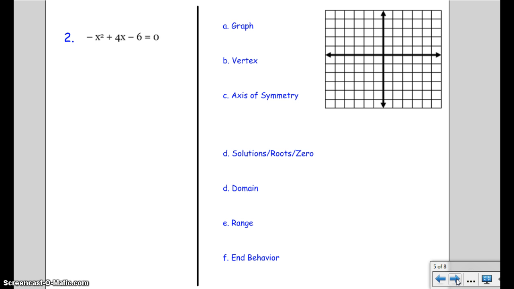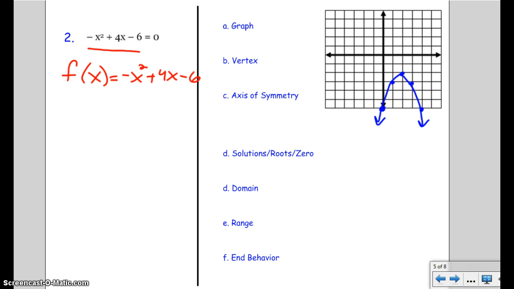Example number 2, go ahead and pause the video now so that you can take a moment to graph this and see what it looks like. For this diagram, you should get a graph that looks something like this. Now let's look back over here. You were given this function equal to 0. This function really is negative x squared plus 4x minus 6.